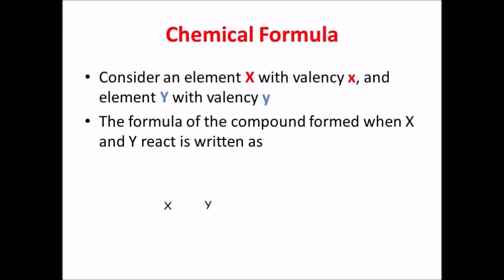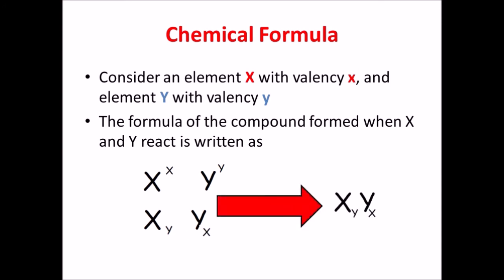Consider an element X with a valency small x and element Y with the valency small y. The formula of the compound formed when X and Y react can be written as follows. Element X with valency x and element Y with valency y, there will be an exchange of their valencies. The valency of X goes to Y, and the valency of Y comes to X. That is the ratio in which they are going to combine. So the formula is XyYx as shown there.